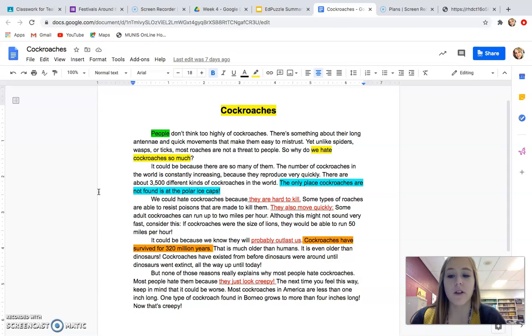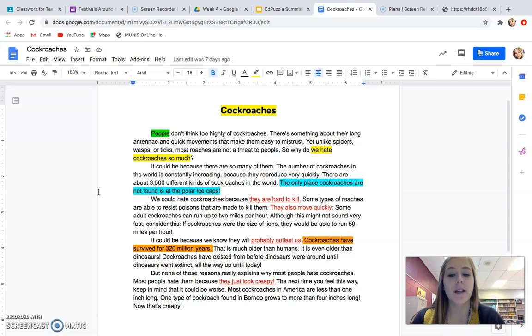Some types of roaches are able to resist poisons that are made to kill them. They also move quickly. Some adult cockroaches can run up to 2 miles per hour. Although this might not sound very fast, consider this. If cockroaches were the size of lions, they would be able to run 50 miles an hour.